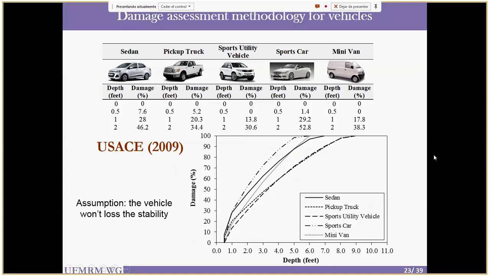Well, in this case, the selected curves were those developed by the U.S. Army Corps of Engineers in 2009. After a literature review, it was found that they were the most comprehensively elaborated. And the advantage of these curves is that they are presented in a relative form, as you can see here, the percentage, which allows us to take into account local prices for vehicles.